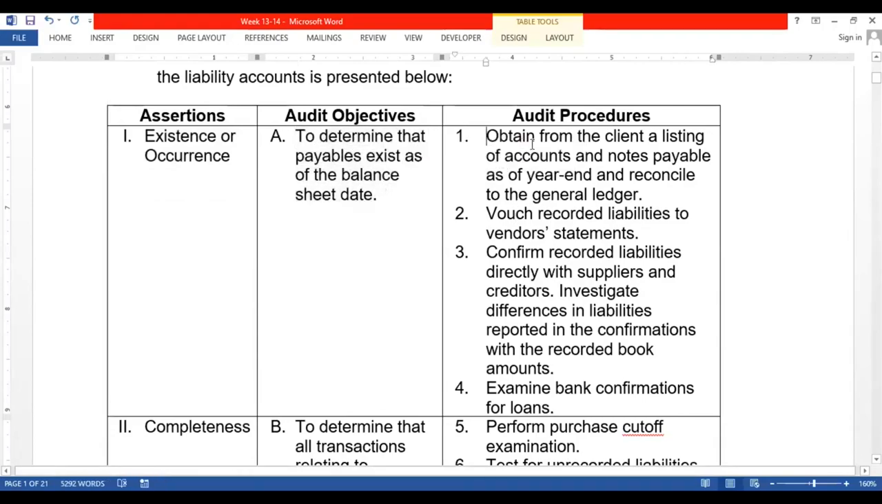Obtain a client listing of all accounts, particularly notes payable, and reconcile them to the ledger. Vouch recorded liabilities to the vendor statement and confirm recorded liabilities directly with the supplier or creditor. Investigate differences, and trace the recorded book amount from the records down to the source document. So you can actually confirm those payables to the supplier.